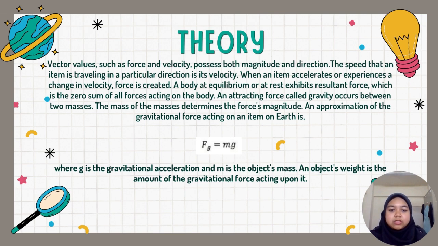A body at equilibrium at rest exhibits a resultant force, which is the zero sum of all forces acting on the body. An attracting force called gravity occurs between two masses. The mass of the masses determines the force magnitude. An approximation of gravitational force acting on an item on Earth is F equal to mg, where g is gravitational acceleration and m is object mass. An object's weight is the amount of the gravitational force acting upon it.